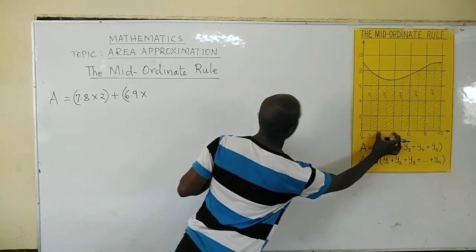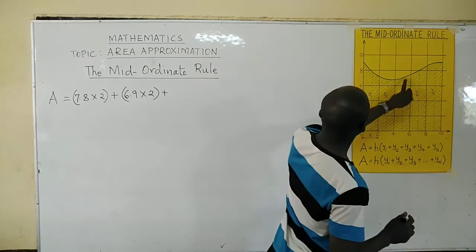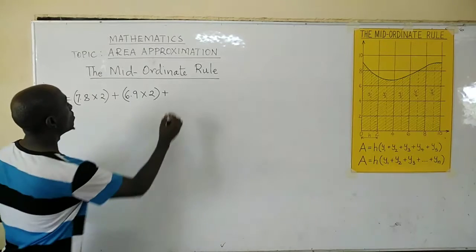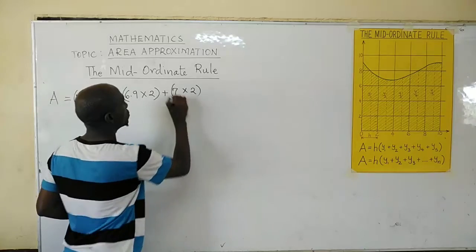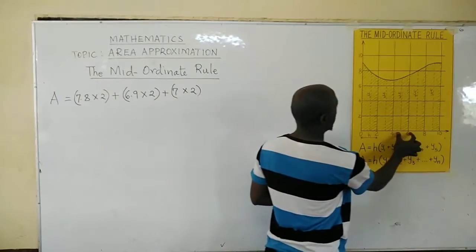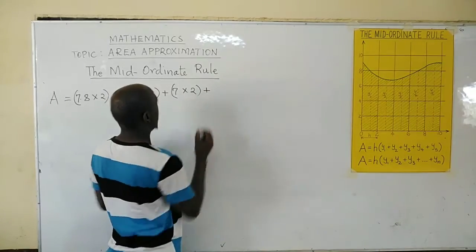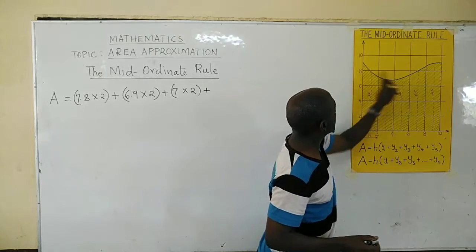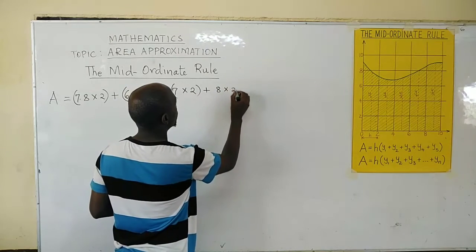The width is the same again, 2, plus the area of the third rectangle. The length of this one is exactly 7.0. So multiply 7.0 times the width, which is 2. The width remains 2. For every rectangle, the width is the same. Then plus the next one, which is exactly 8. That is 8.0 multiplied by the width which is 2.